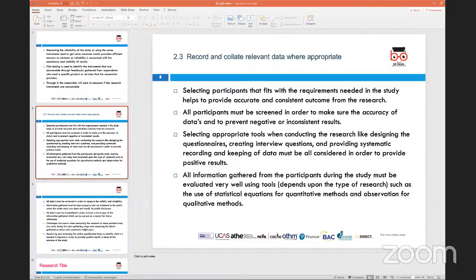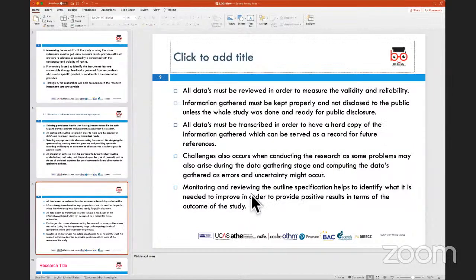So data has to be collected, it has to be recorded, and it has to be collated. So when I talk about data collection and data collation, what we are looking at is using certain analytical tools. So when we talk about analytical tools that we are going to use for research, there could be tools which we generally use on a day-to-day basis.